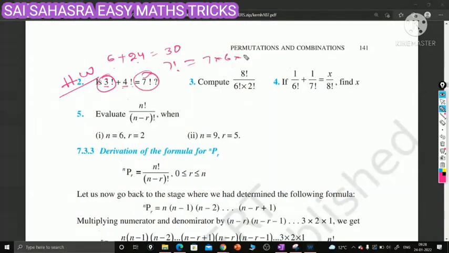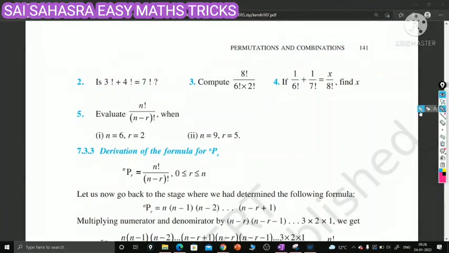7 into 6 into 5 into 4 into 3 into 2 into 1 gives another answer. These two answers are not the same. So you can write 3 factorial plus 4 factorial is not equal to 7 factorial. Like that you can write it. So this is for your homework.